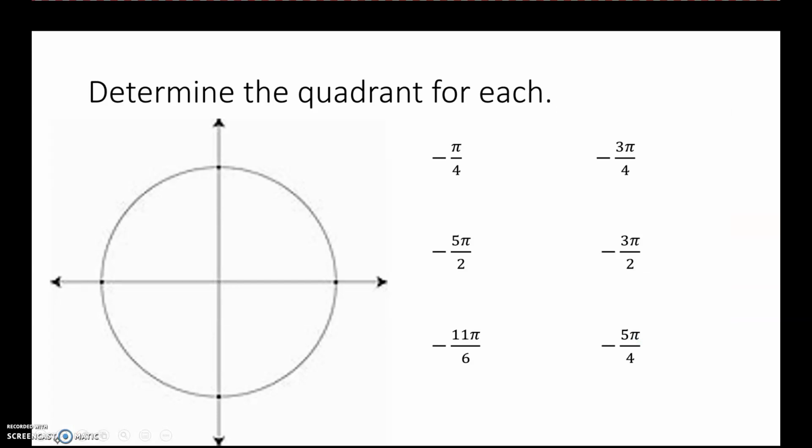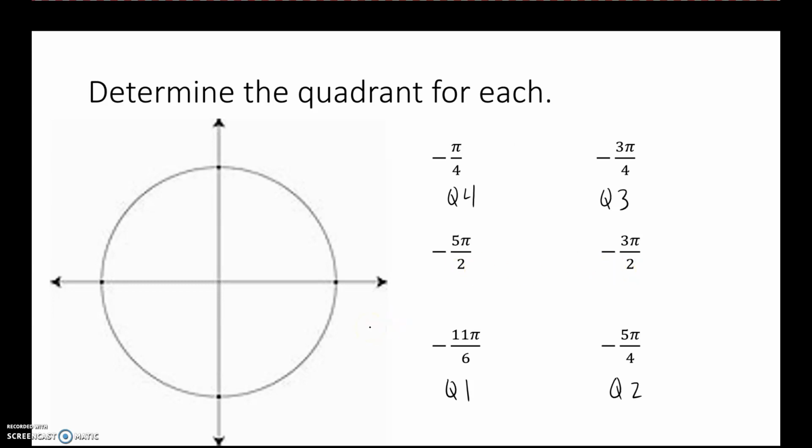So I want you to try these. Check them. So pause the video, try and determine where these angle measures are, and then check your work. Okay, so check those, and then let's talk about the pi over 2.